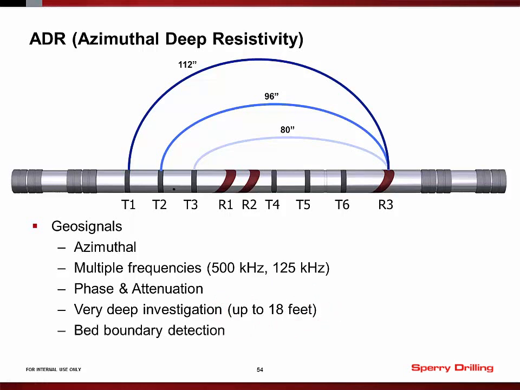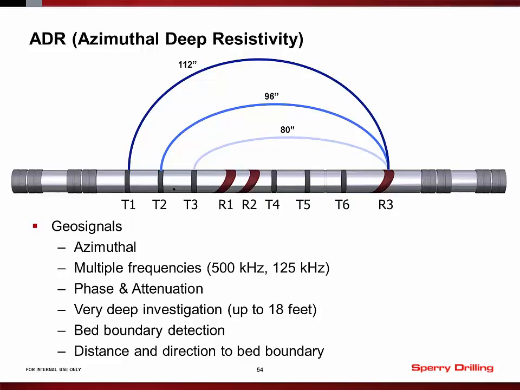And that is the one that's going to be the first to detect bed boundaries as we approach them, which is the most useful when we're geosteering, because very often we don't want to cross those boundaries. We want to maintain position within a reservoir and avoid exiting through the top or the bottom boundaries.